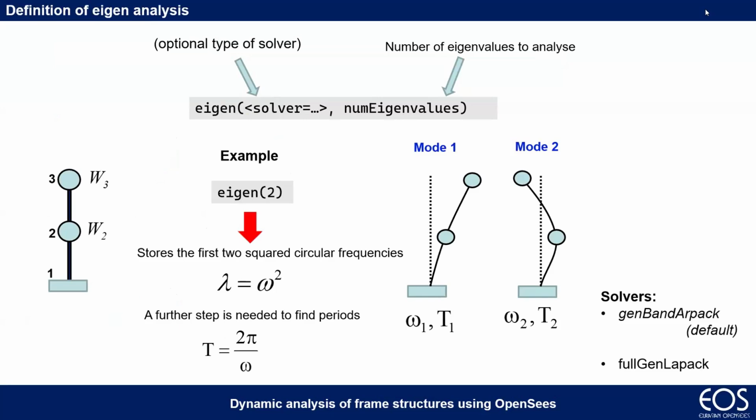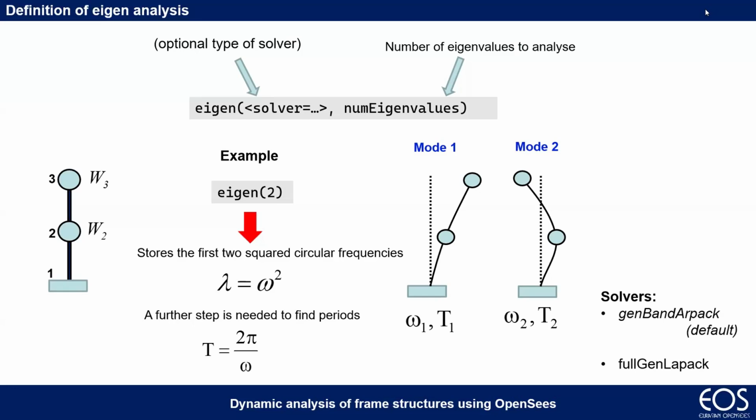So we know how to declare masses, how to run eigenvalue analysis. Pretty simple. With eigen, this command here in OpenSees, you can define 2 different parameters to this function. First of all, the first parameter is the type of solver that you want to use. It's optional. The standard one is generalized band ARPACK. The second one is the number of eigenvalues that you want to compute.